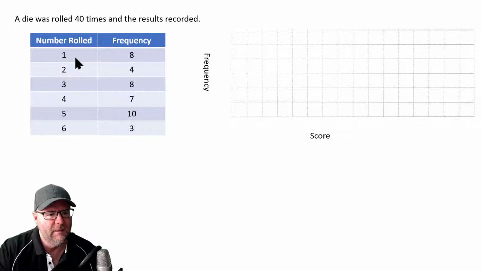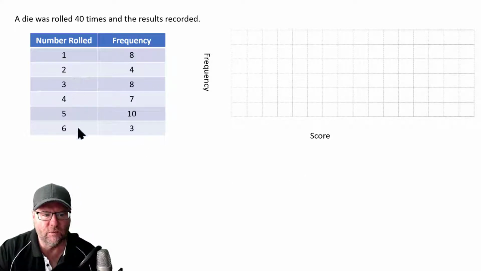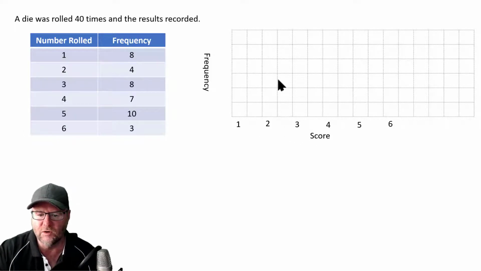Now in this case, my scores could be 1, 2, 3, 4, 5, and 6. So I'm going to put them across the bottom. I'm going to make this the number 1 column. I'm going to leave a gap, and I'm going to make this my number 2 column. So I'm going to label them across the bottom of each column.